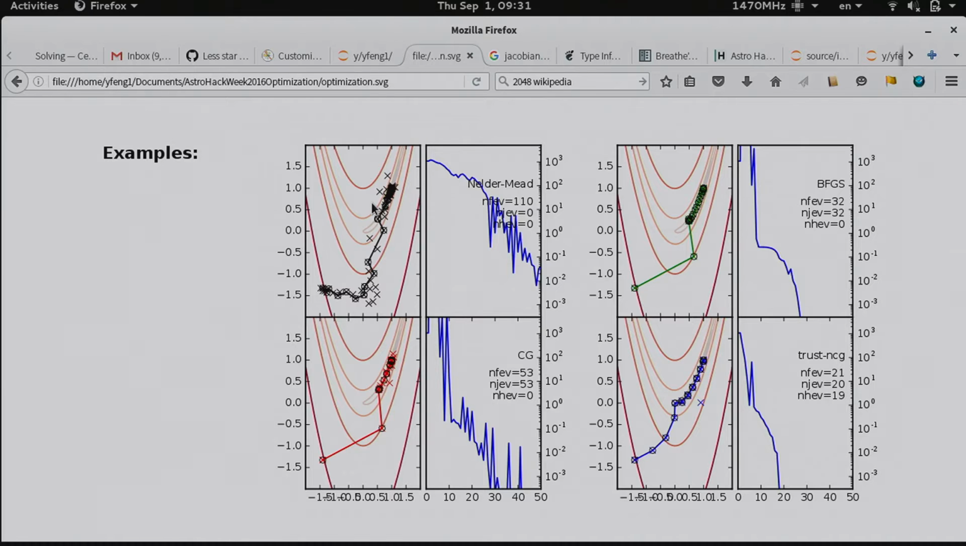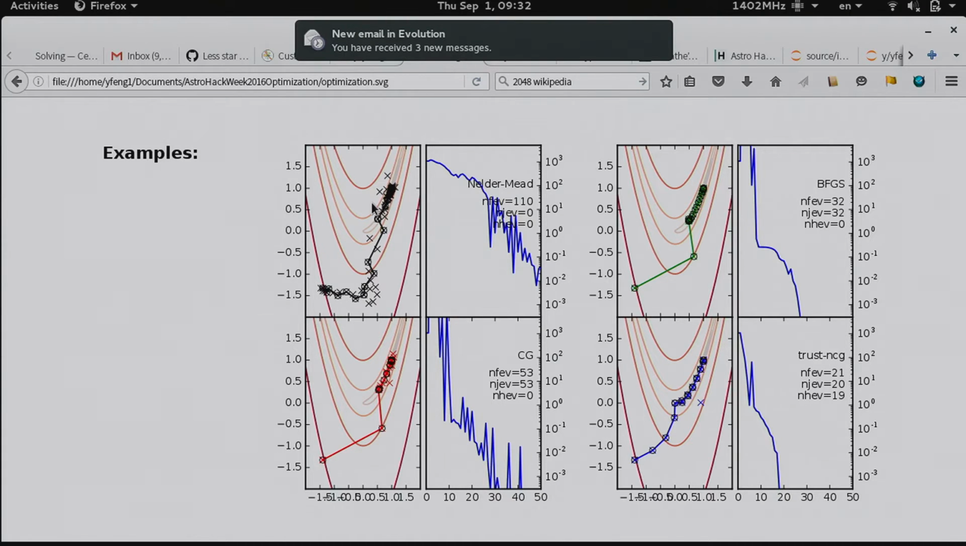And we can go to a higher order. So CG, conjugate gradient, is the panel below. And you see it's a lot more efficient, right? The objective dropped faster, and if we measure the number of evaluations, it did 53 function evaluations for the objective. But the reduction in the number of evaluations comes at a cost. Now we have to do the NGEV, which is the SciPy name for the number of gradients. It also did 53 gradients. So it's doing more computation per step, but fewer steps to reach the minimum.